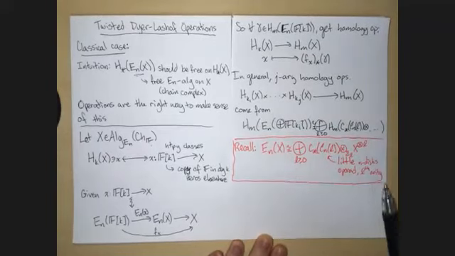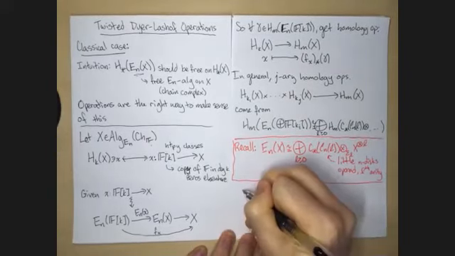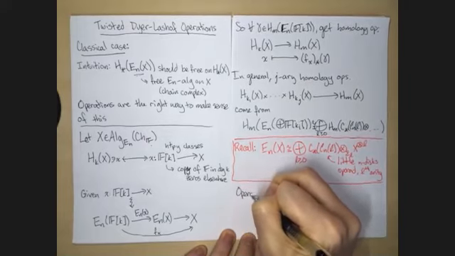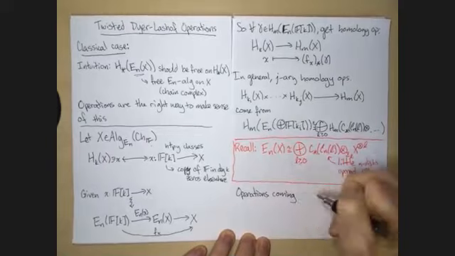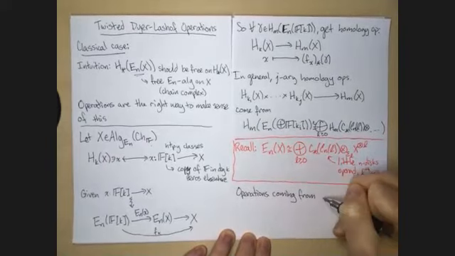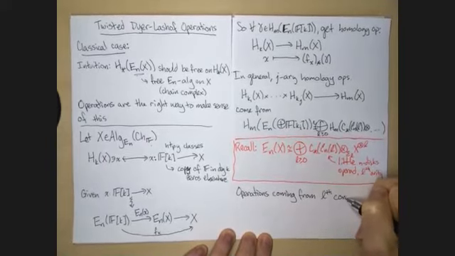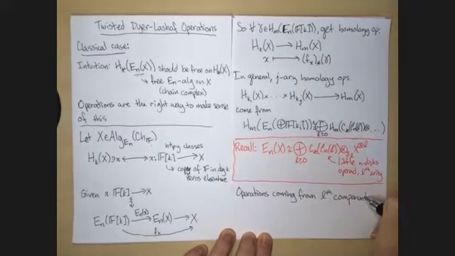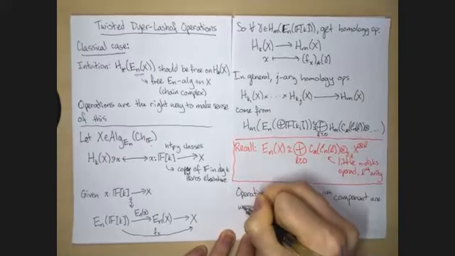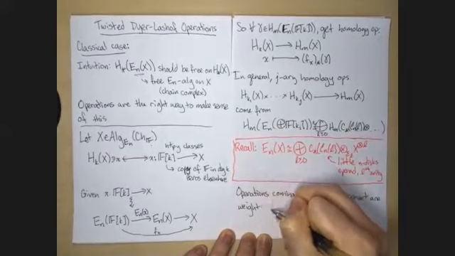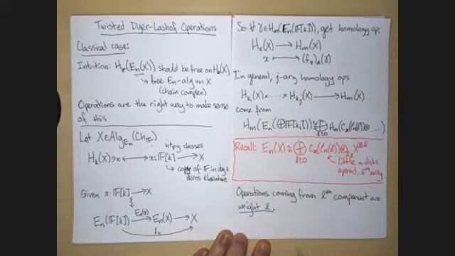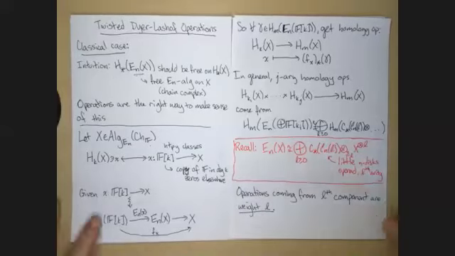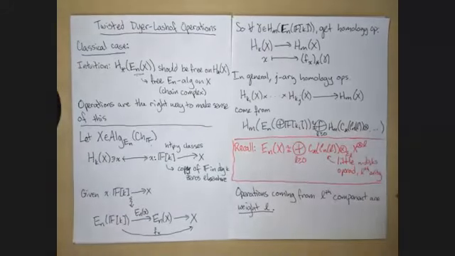The important part being that it splits like this, and we say that operations coming from the Lth component of this splitting are weight L. So weight refers to which arity of the little disks operad it comes from, and being binary or unary or whatever refers to how many inputs it has.